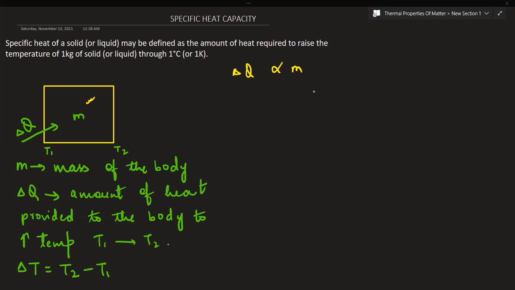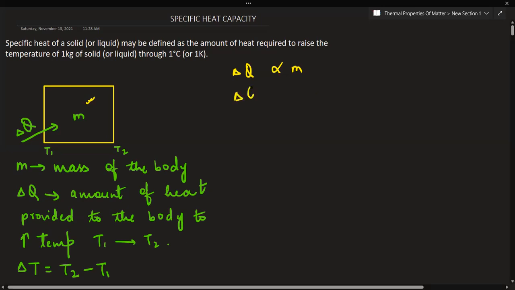So what we have observed is that the amount of heat absorbed by the solid substance or the liquid substance is directly proportional to the rise in temperature also. So delta Q is directly proportional to delta T. So Q is proportional to M, Q is proportional to delta T. So combining the two factors, we have delta Q is directly proportional to M delta T.